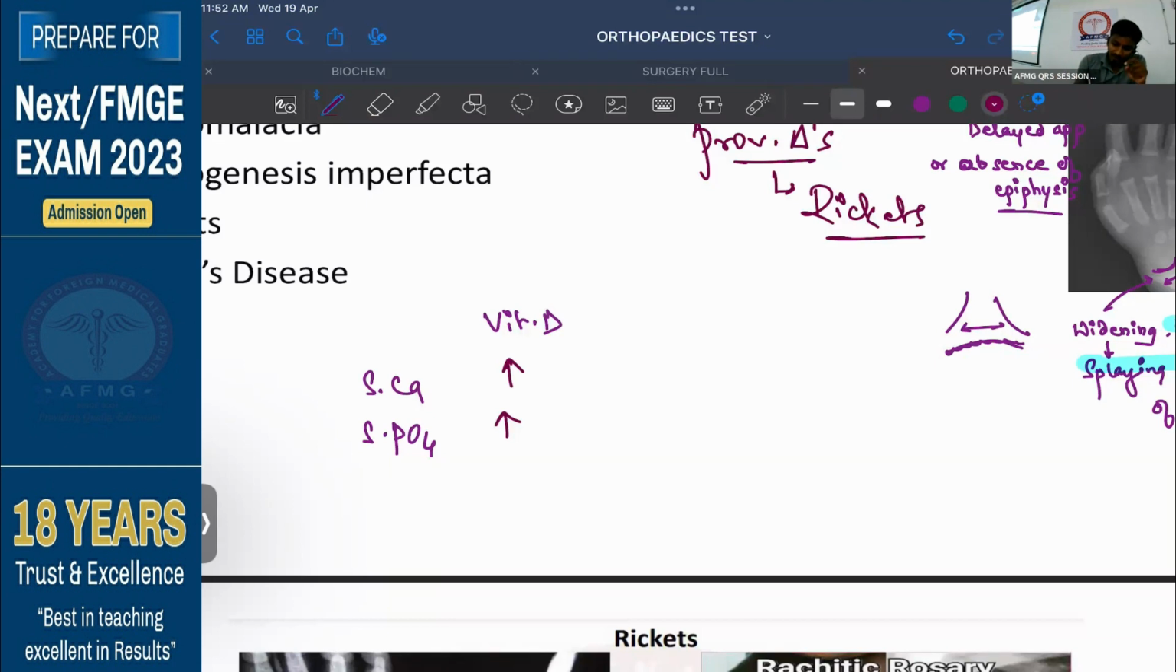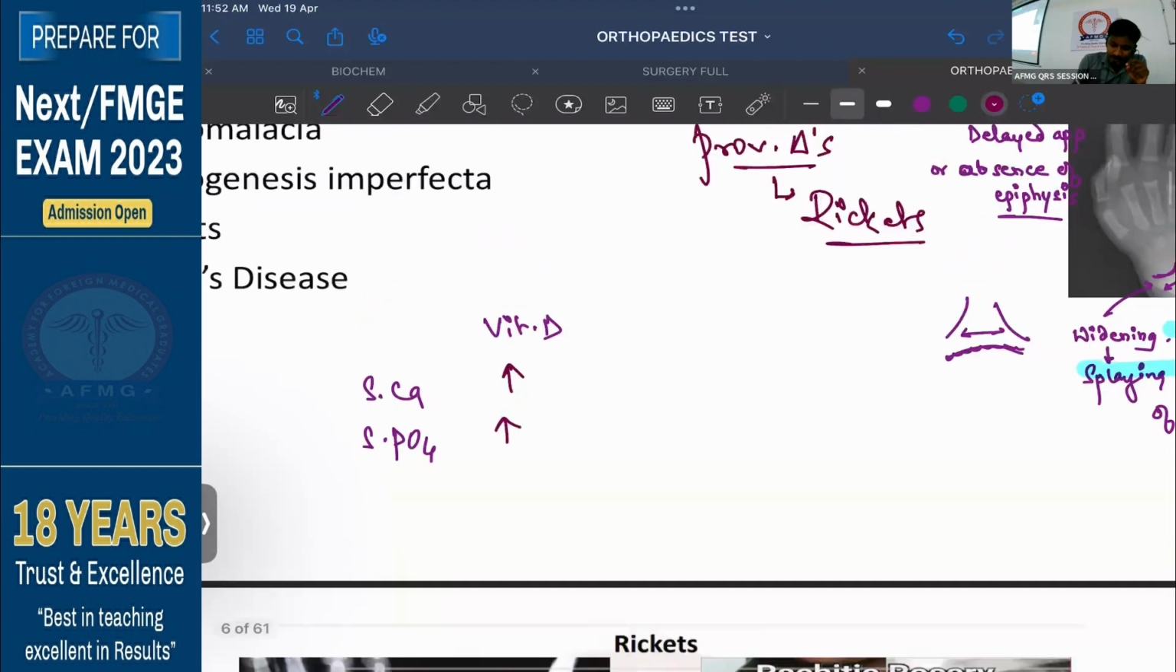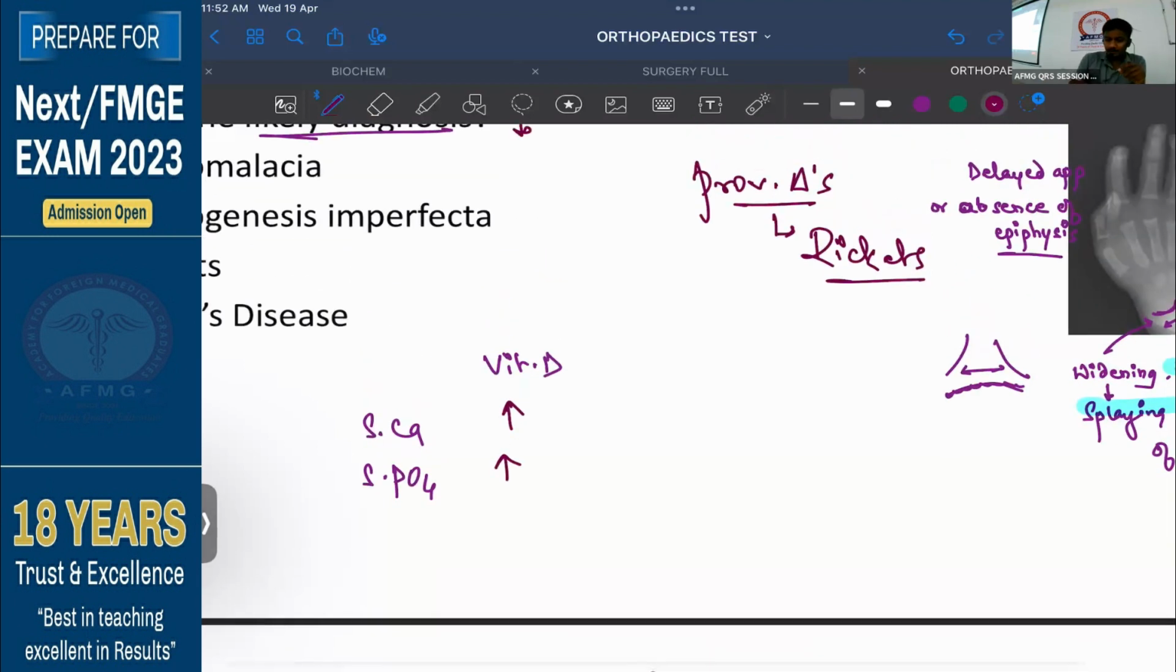So if a patient is having vitamin D deficiency, the patient will suffer from what? Decreased mineralization of bone. Adults में क्या होगा? Adults में there would be osteomalacia, and in children what will happen? There would be rickets. ठीक है? So what is the cause of rickets now?